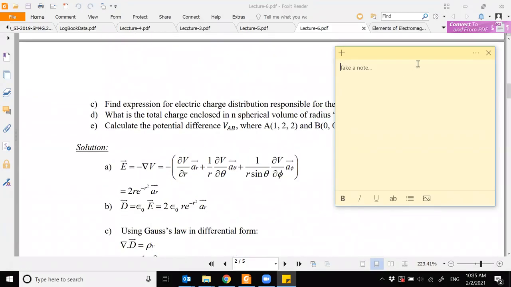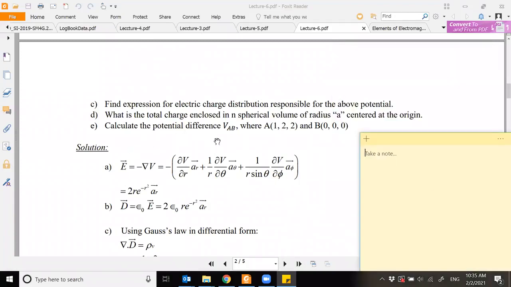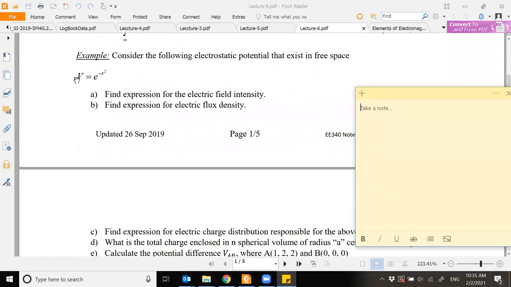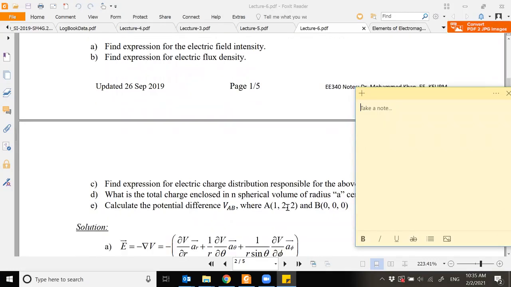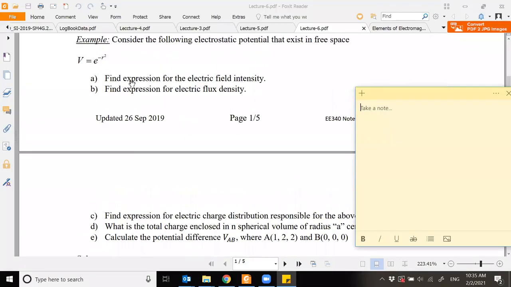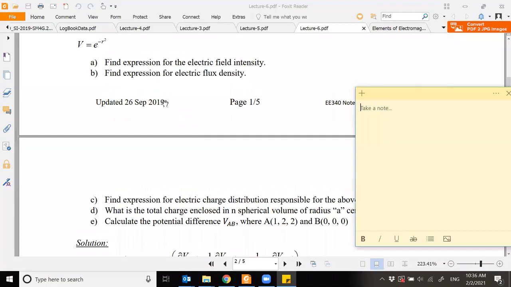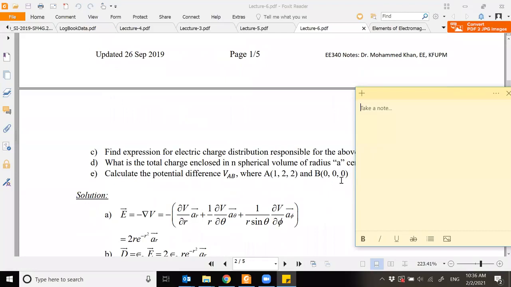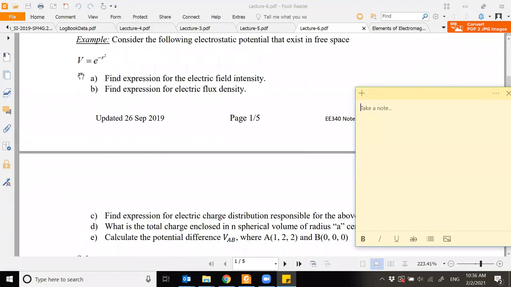Now the last one is E, and it is saying to calculate the potential difference VAB. So how do you find the potential difference VAB? These are the 2 points. So can I find the potential at this point and then the potential at this point and take the difference? As simple as that. But just one thing, because these are in Cartesian coordinates, as you can see from the points, and your V is in spherical coordinates, you need to do the point transformation. So transform this point and this point to spherical coordinates and then use this expression.